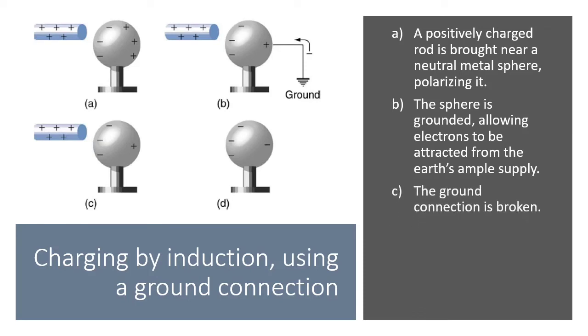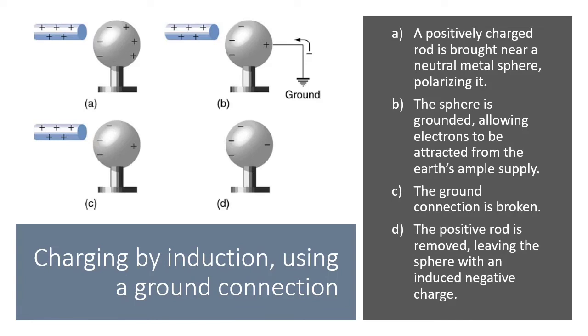So the ground connection is broken. You'll notice that the rod is still there. And then the positive rod is removed, leaving the sphere with an induced negative charge. Once we introduced the ground, we kind of created an open system for a quick split second, and that allowed infinite negative charges to come in.